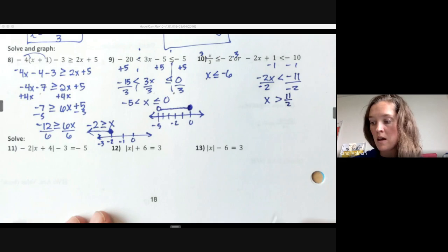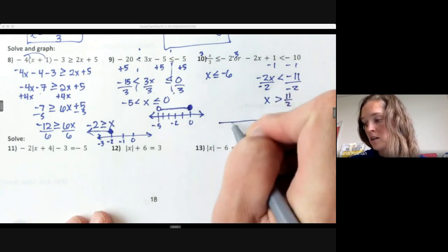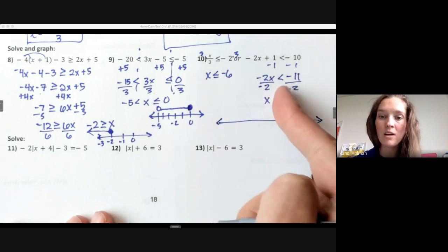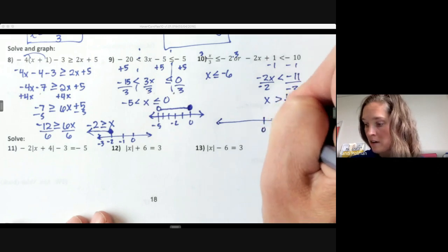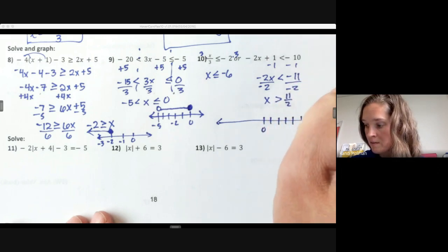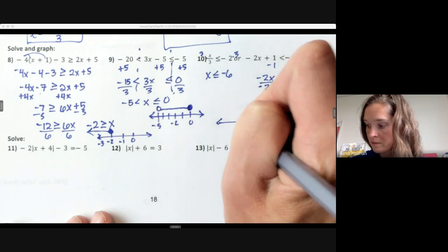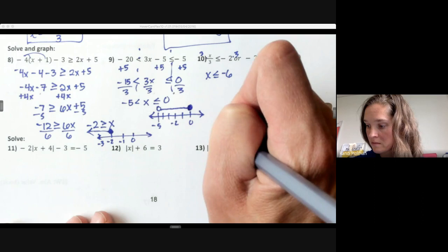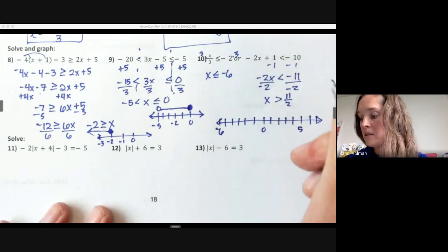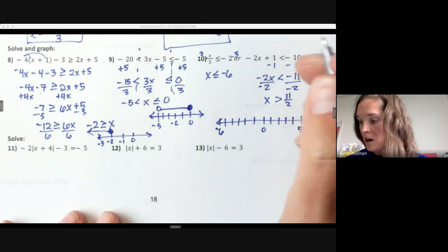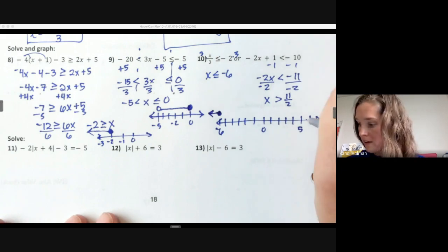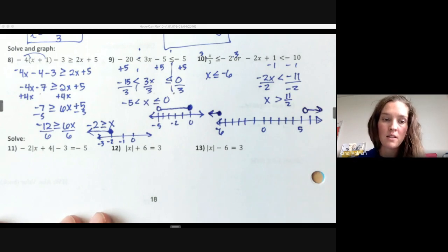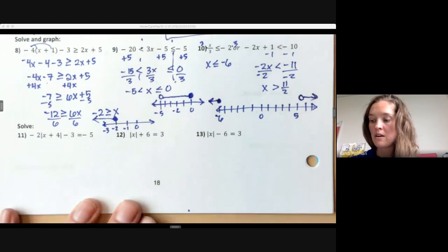11 halves. Okay, so for our graph here, you cannot be less than or equal to -6 and greater than 11 halves, which is what, 5.5 at the same time. So we're going to graph on our number line. Putting some more labels in there is not a terrible idea, but we are less than or equal to -6, going to the left, or 5.5 is right here, greater than 5.5, going to the right. So that's an or. We can't be both, have to be one or the other.